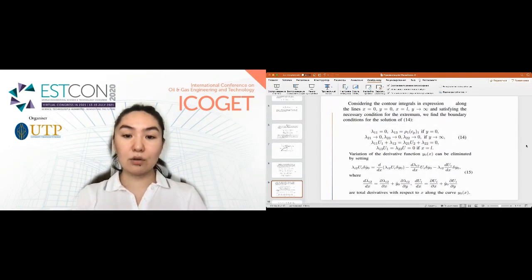Consider the contour integrals in the expression along the lines x equal to 0, y equal to 0, x equal to L, and y going to infinity. They satisfy the necessary conditions for the extremum. We found the boundary conditions for the solution in formula 14. The variation of the derivative function y0 of x can be eliminated by setting formula number 15.